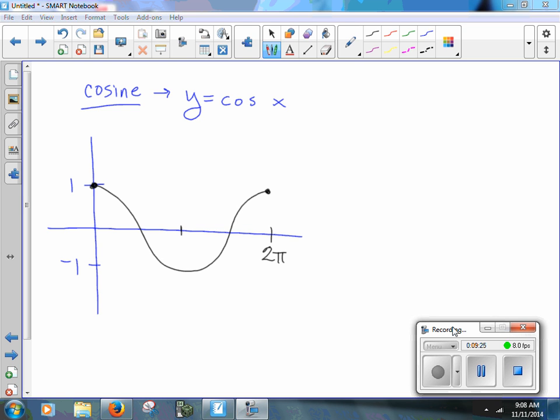What's going to happen halfway? What's going to happen at pi for the cosine curve? It will be the minimum value of this curve. Okay, what's that ordered pair, Omar? How far do you go over? You go over pi, and you go down to -1, right? That's your minimum value.